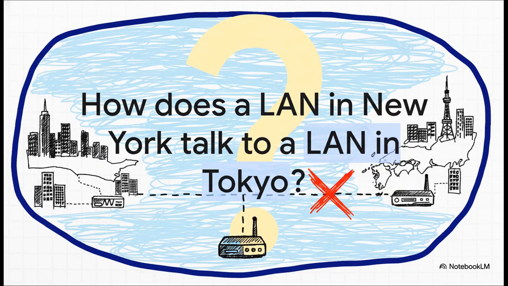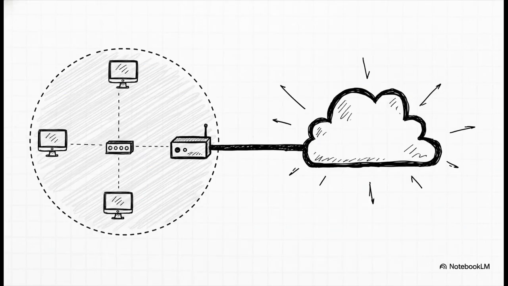So that brings us to our next big challenge. Our switch has built this fantastic little local community in our New York office, but it's basically an island. It has no way to get a message across the ocean to the company's other office over in Tokyo. For a job like that, we're going to need a completely different piece of hardware. And to solve that problem, we bring in the router.